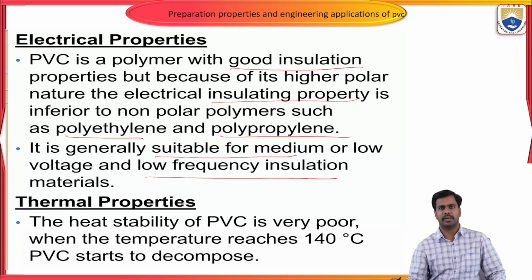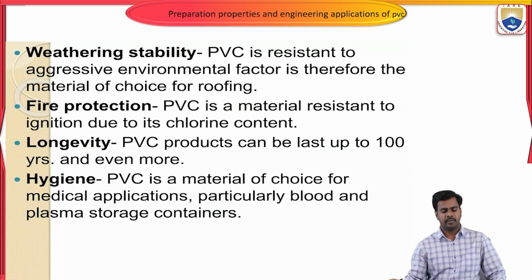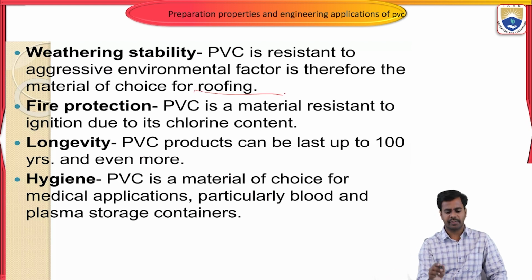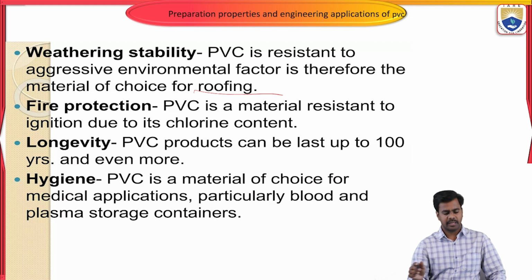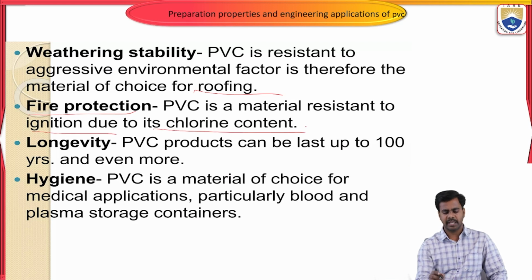And next, coming to the thermal properties. The heat stability of PVC is very poor. When the temperature reaches 140 degrees centigrade, PVC starts to decompose. Weathering stability. PVC is resistant to aggressive environmental factors, therefore the material of choice for roofing. And next one is fire protection. So it is a material resistant to ignition due to its chlorine content.